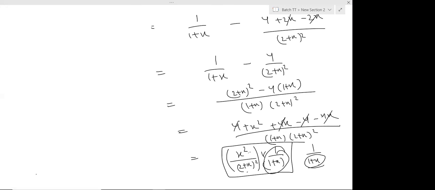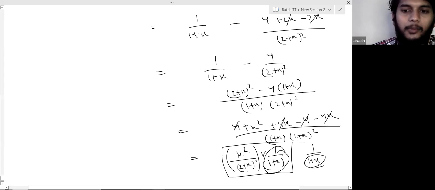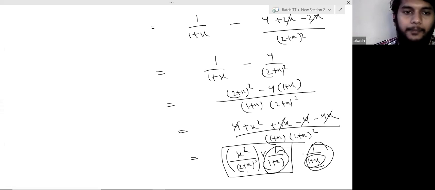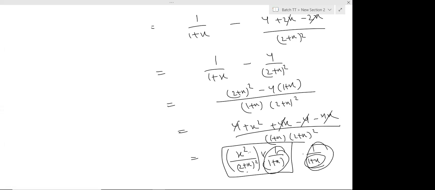Yes. You just write: x upon (2 plus x) whole square is always positive. And because x is always more than minus 1, this quantity is also always positive. So this differentiation is always positive, which makes it an increasing function throughout its domain. All right? Yes, sir. Got it.